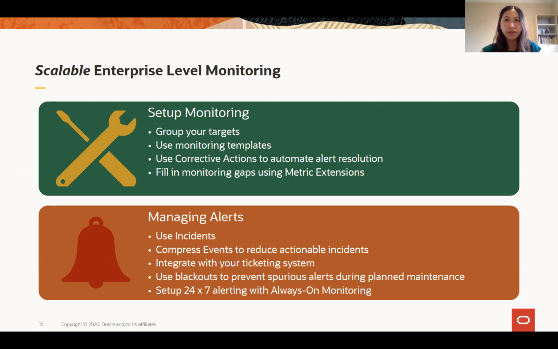The second part is managing your alerts using incidents. We recommend compressing related events into a single incident so that it is easier to manage. We have ways to integrate with your ticketing system and use blackouts to pause notifications during a planned maintenance. And lastly, we have a tool called Always On Monitoring, which provides alerting during a planned EM maintenance.